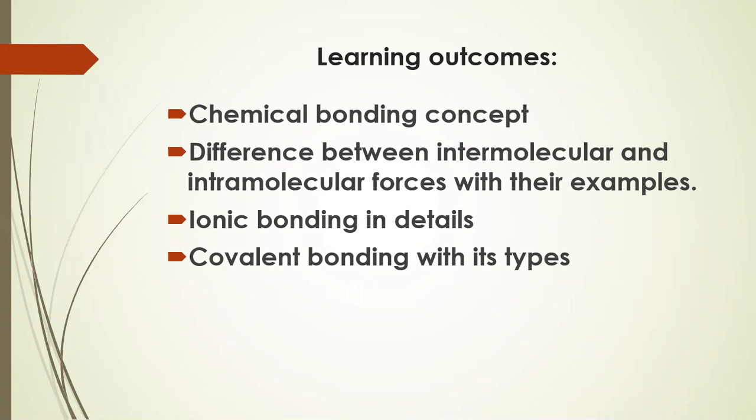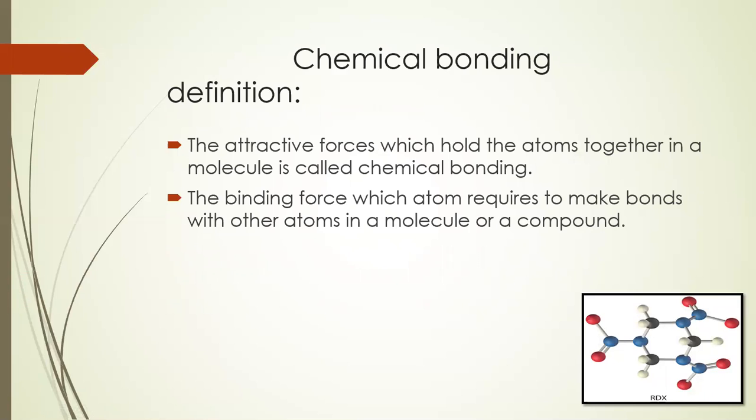First is the chemical bonding concept. Number two, you will be able to understand the difference between intermolecular and intramolecular with their examples. You will understand ionic bonding in detail, and you will learn about covalent bonding together with its types and formation, and the properties of the chemical compounds.